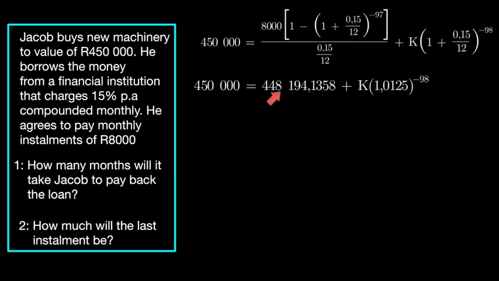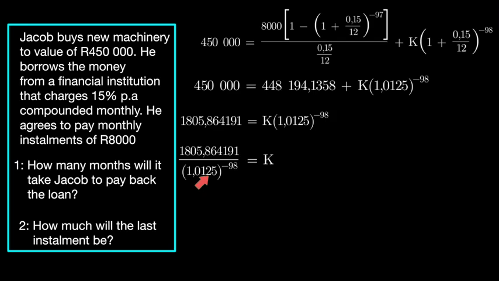So now we can take this constant to the other side. It becomes a minus 448,194 Rand, 1358. And once we subtract those two, we end up with 1,805,864191. Again, do not round off, is equal to K in brackets 1,0125 to the power of minus 98. Then to have the K alone on this side, we're going to treat this as the coefficient. So we take it just like that and divide with it on the left side. So once we divide, we get the value of K, which is 6,100 Rand and 96 cents. So that is our final payment.